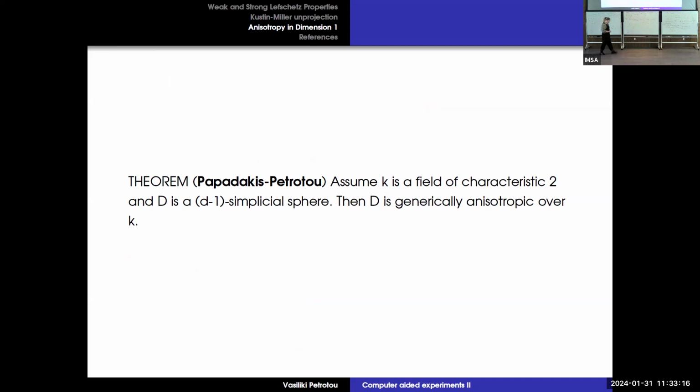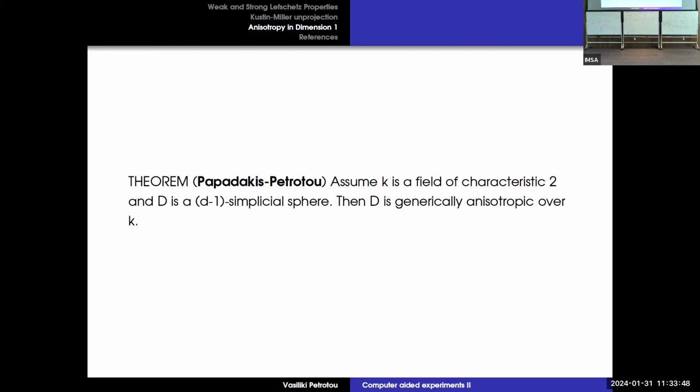In the last part, we want to use Macaulay2 in order to follow the steps of our main proof with Stavros for generic anisotropy of simplicial spheres over a field of characteristic 2. For simplicity, we will focus on one-dimensional spheres here.